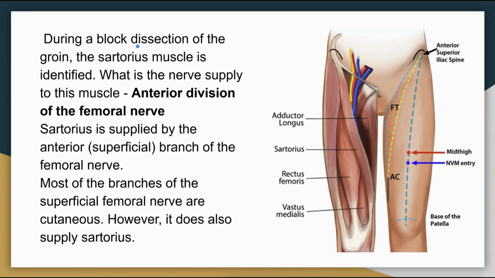So, during block dissection of the groin, the sartorius muscle is identified. So, what is the nerve supply of this muscle? So, we know that the anterior compartment in which the sartorius is present is supplied by the femoral nerve. Now, they are further asking, out of the femoral nerve, which division is going to supply the sartorius muscle? That is going to be the anterior division.